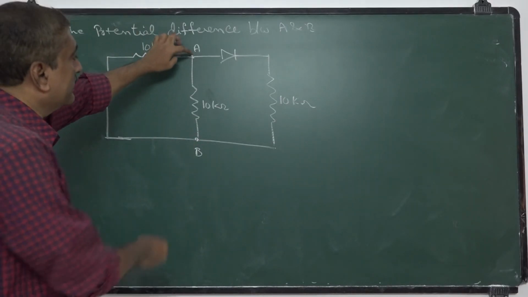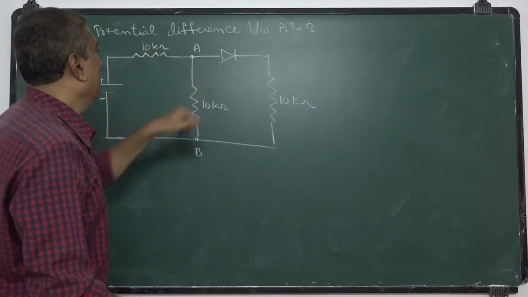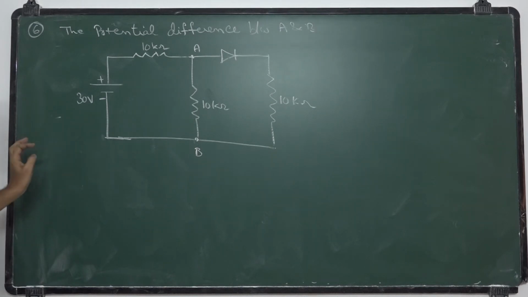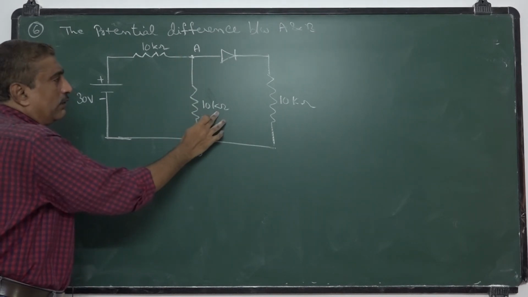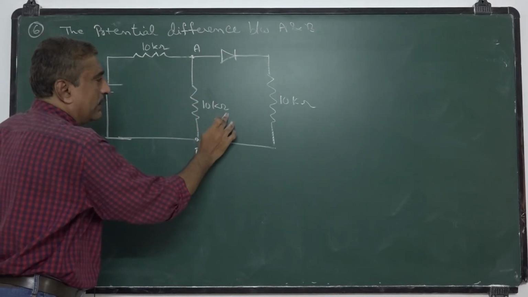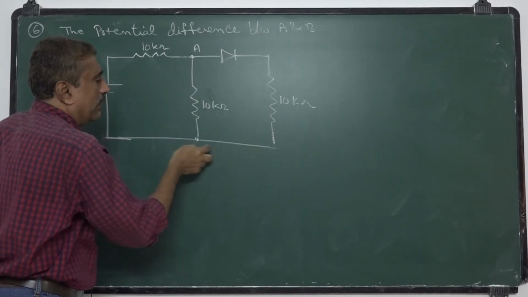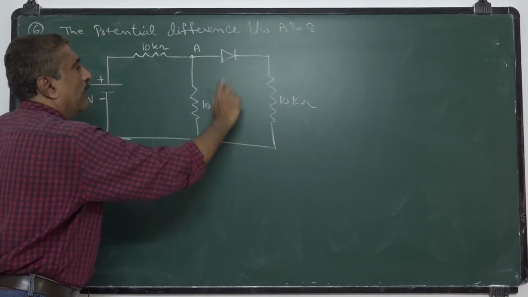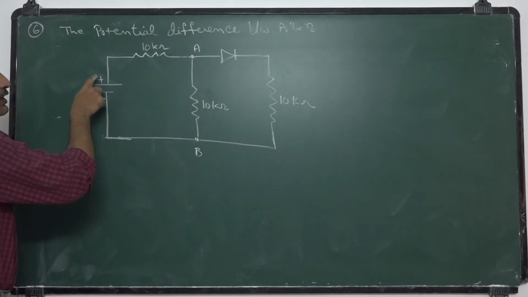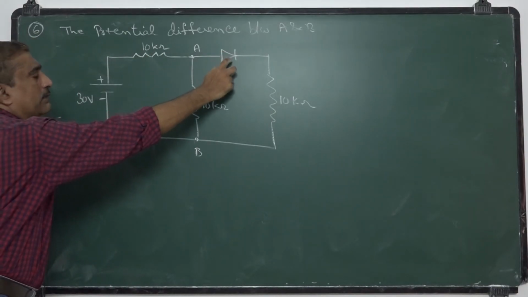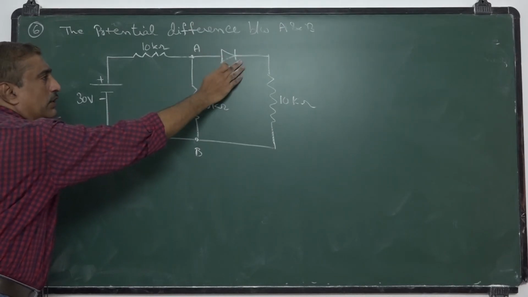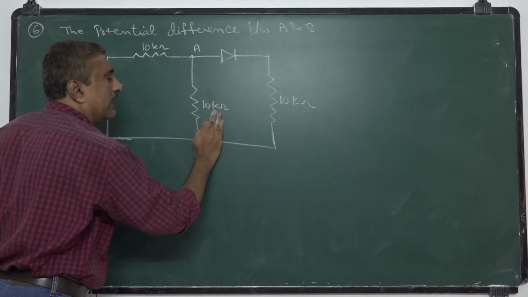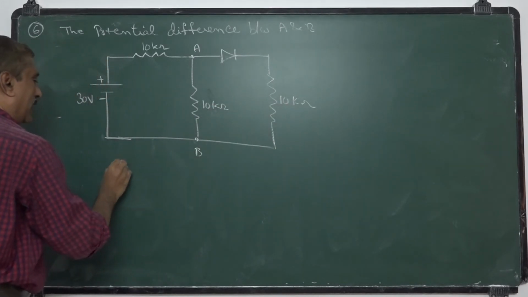Now the potential difference across A and B. So now the circuit is like this. Between A and B, this is 10 kilo ohm, and it is in connection to this 10 kilo ohm, these two are parallel connections. This total circuit is parallel to 10 kilo ohm. But the positive terminal is connected to this P type, so this diode is in forward bias. So it offers zero resistance. So we can simply say between A and B, the equivalent resistance is 10 kilo ohm parallel to 10 kilo ohm.